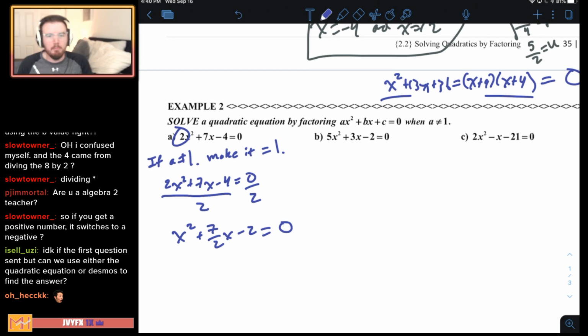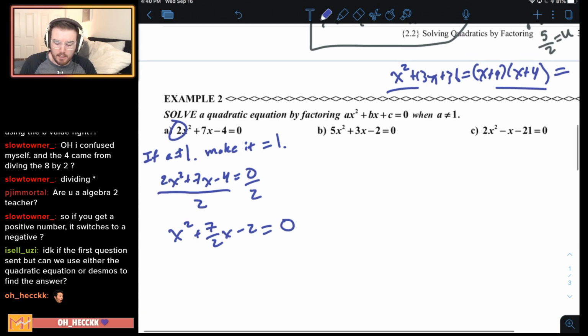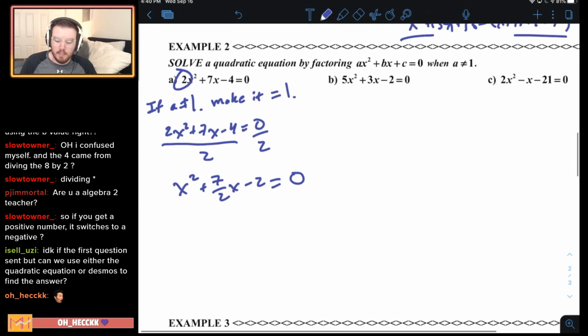Boom. Look at that. I made it equal 1. Now, granted, there is that fraction there, 7 halves. But that's okay. We can still do this. So we want to add to 7 halves and multiply to -2.